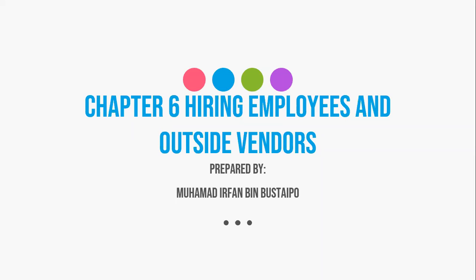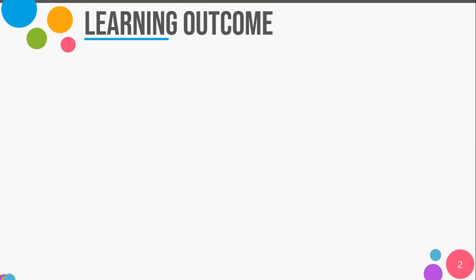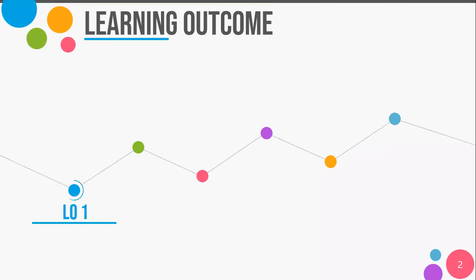Maybe Irfan does not know how to do or arrange a flower arrangement. Therefore, he asked Swan, that is the florist. So Swan is known as a vendor. Okay, so we will go to the next slide, that is learning outcome.